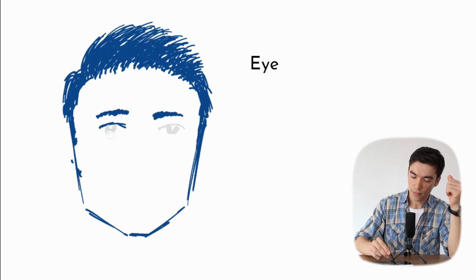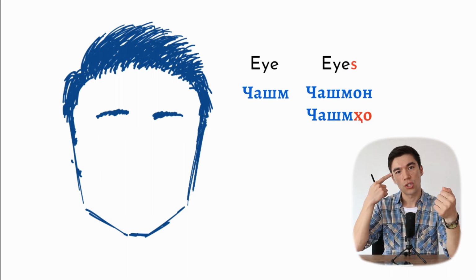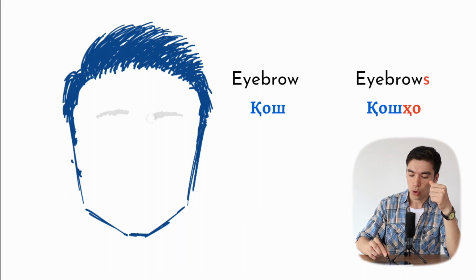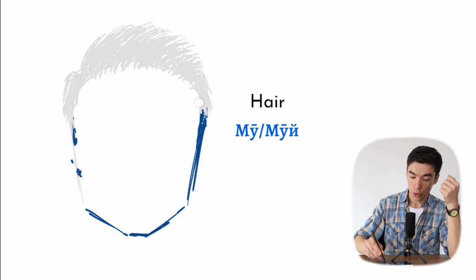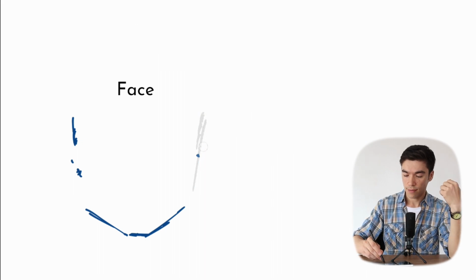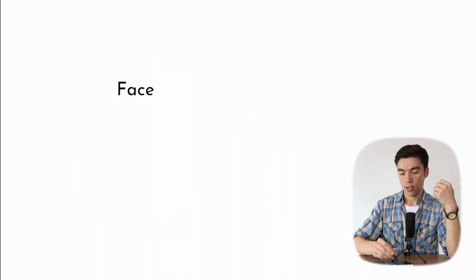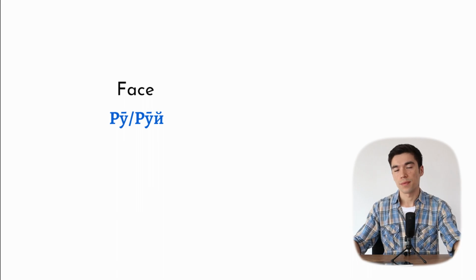And the eyes, chashmon or chashm. Eyebrows, kosh. The hair, mu or mui. And the face is rui or ru. Alright, that's been it.